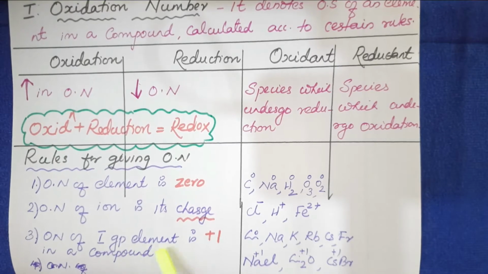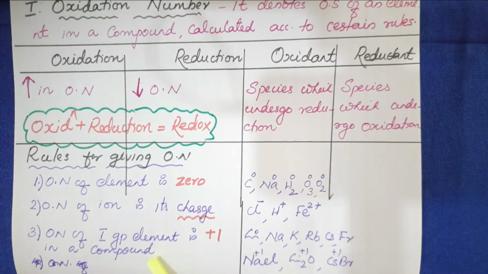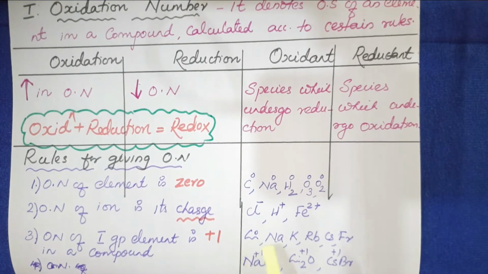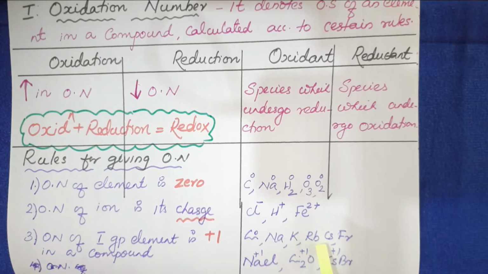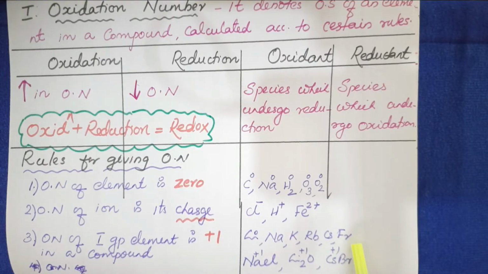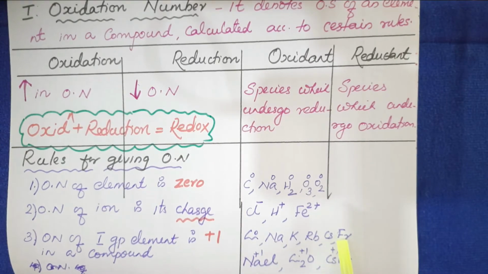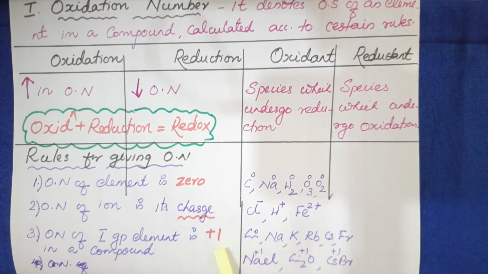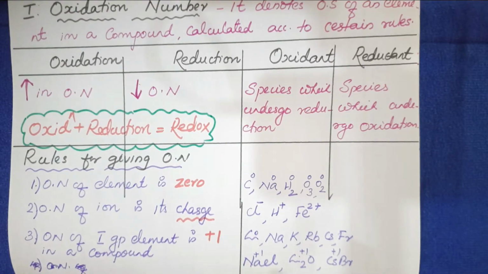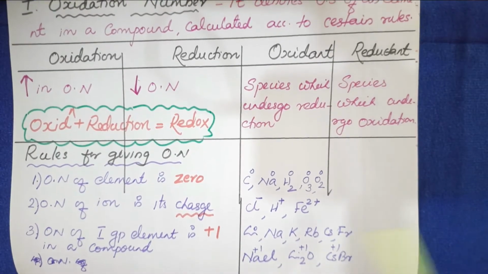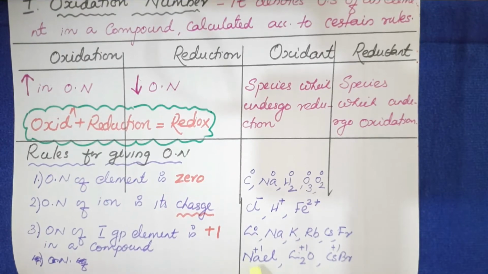Then the third rule. Oxidation number of first group element is +1 in a compound. See? Which are the first group elements? Lithium, sodium, potassium, rubidium, cesium and francium are first group elements. These elements have oxidation number 0 because they are in the elemental form. But when they are present in compounds, their oxidation number is +1. That means, see here, in the case of sodium chloride, sodium is present in a compound. Here, the oxidation number of sodium is +1.